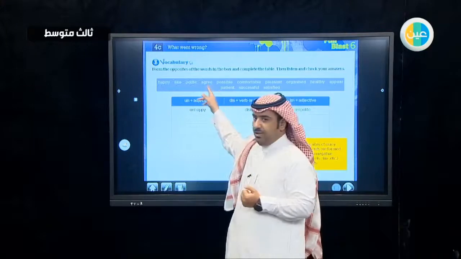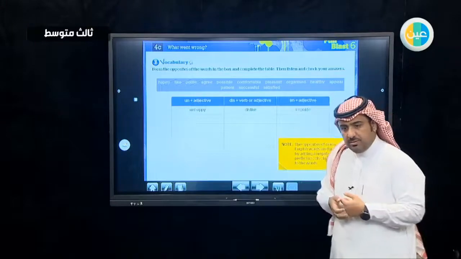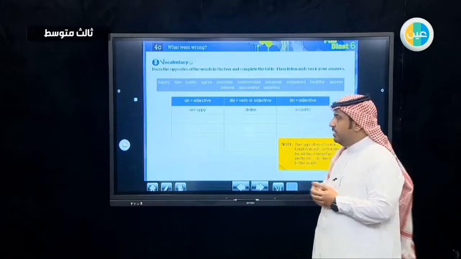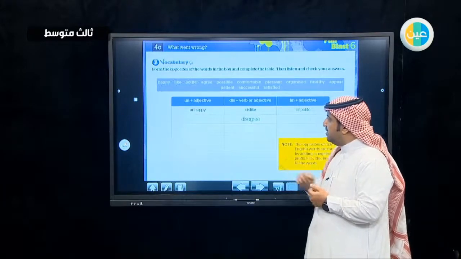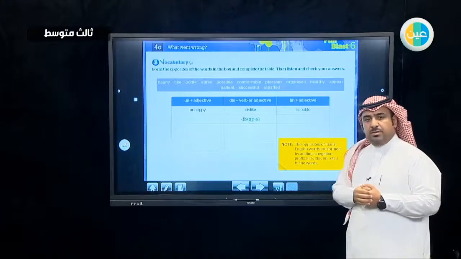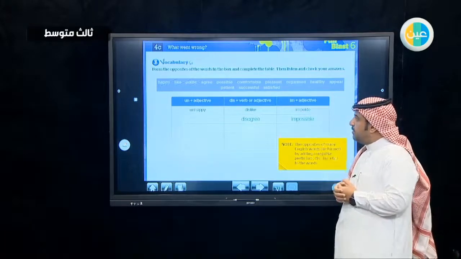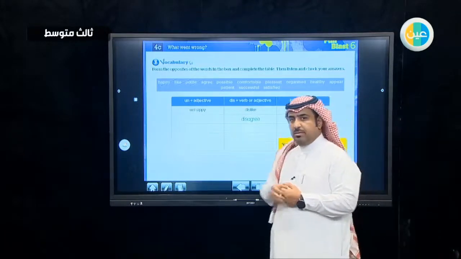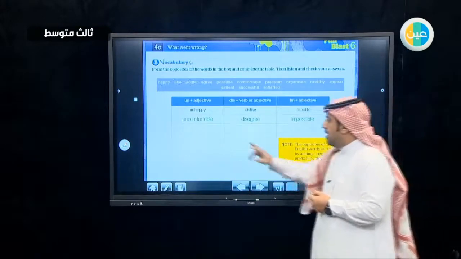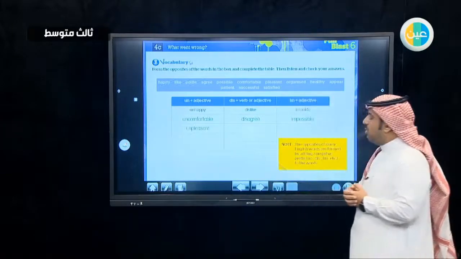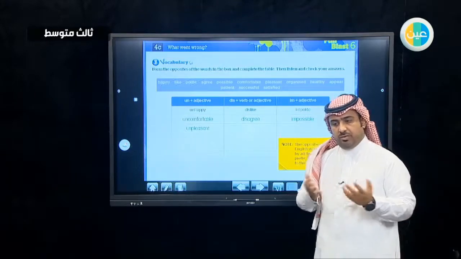What do you think about agree? Agree means accept or say yes. It is a verb, yes. So it should be under this list. Disagree. What about possible? What is the opposite of possible? You are right, impossible. What about comfortable? Uncomfortable. What about pleasant? Unpleasant. What about organized? If something is arranged in a good way, it is organized.